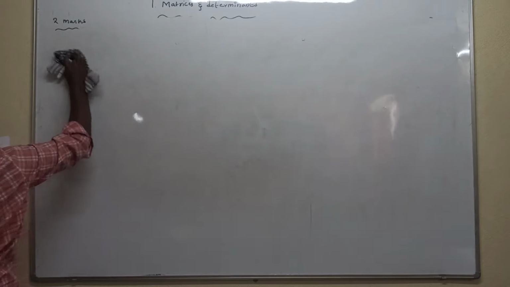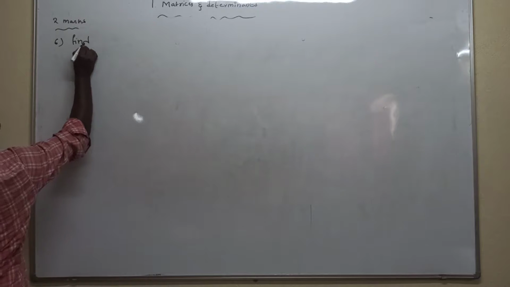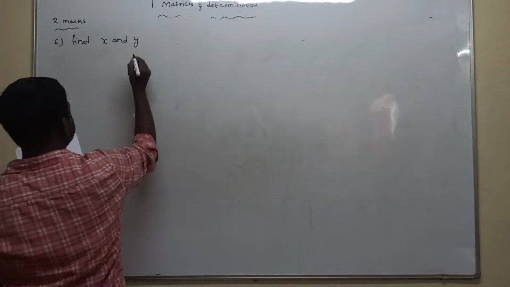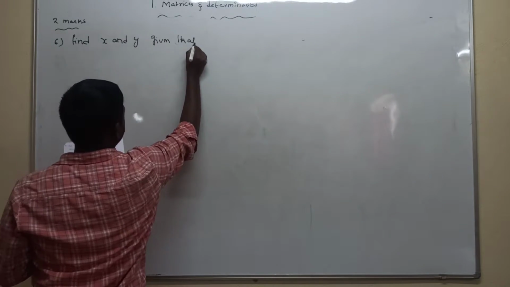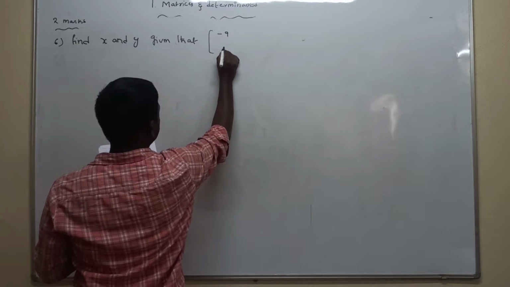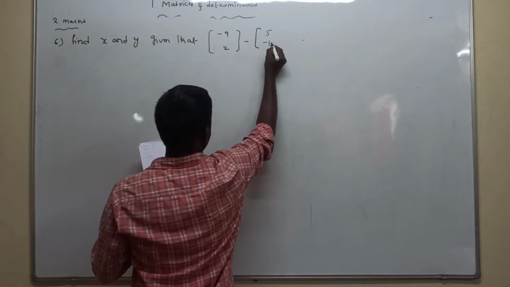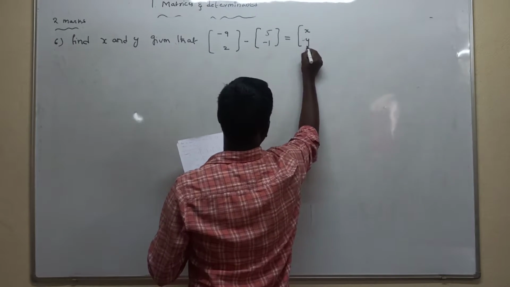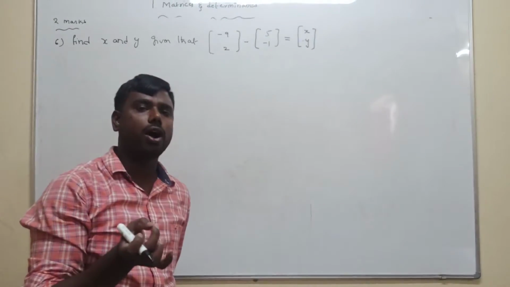See the sixth one. Find the x value and y value, given that the given matrix minus 9, 2, minus 5, minus 1 is equal to the given matrix with values x and y. How to find the x value and y value?